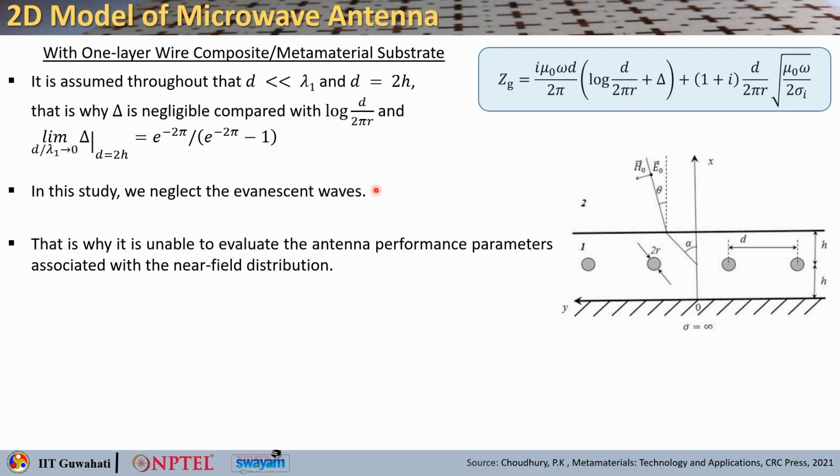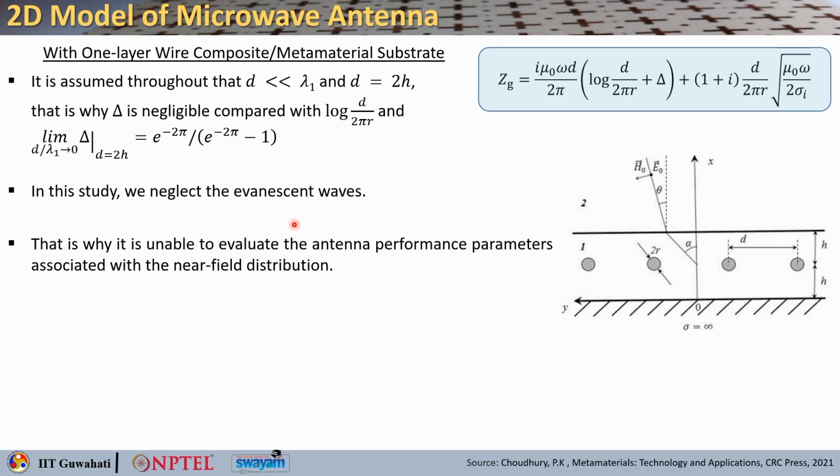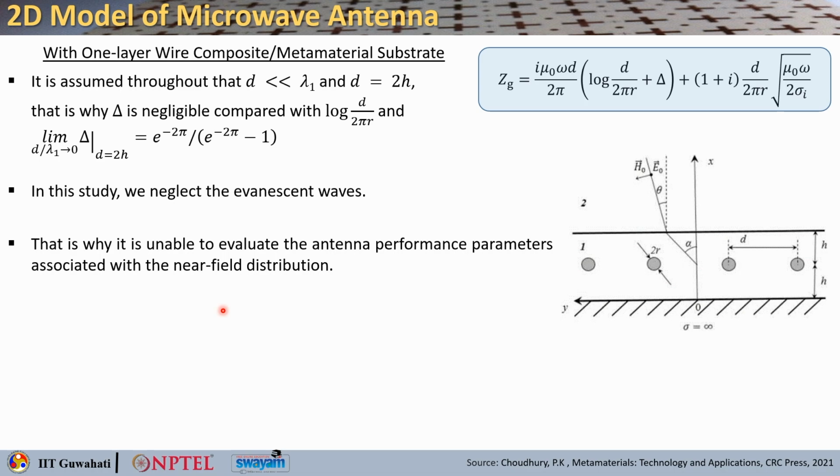We will continue this in the next lecture and show you further how that can give you better performance of the antenna by using this kind of a one layer wire composite structure. Remember that in this study we are also neglecting the evanescent wave, and that is why it is unable to evaluate the antenna performance parameters associated with the near field distribution, right. With this we will stop here, and in the next lecture we will continue from this part, and further we will discuss the 2D modeling of the microwave antenna that has this kind of a one layer composite metamaterial as substrate, right. We will go into more details in the next lecture.